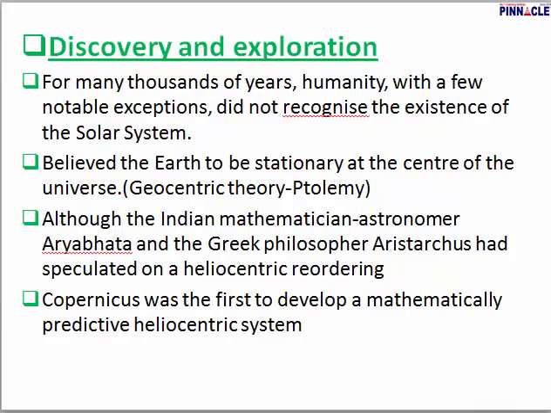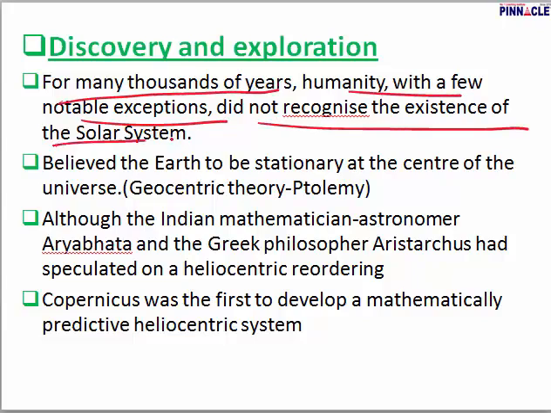So when was the solar system discovered? It was always there. It has been there for a very, very long time. But did humans know about it from day one? Now let's talk about that. For many thousands of years, humanity, with a few notable exceptions, did not recognize the existence of the solar system. We did not know about the solar system.